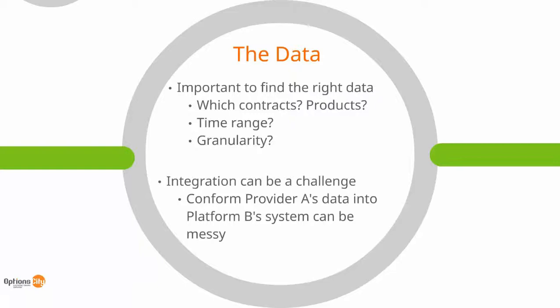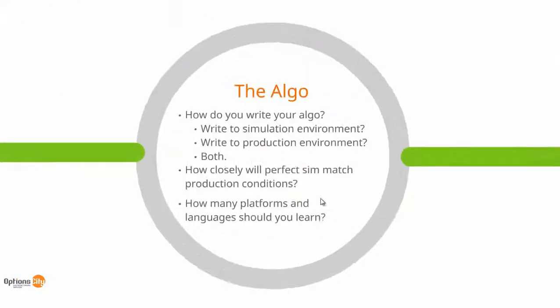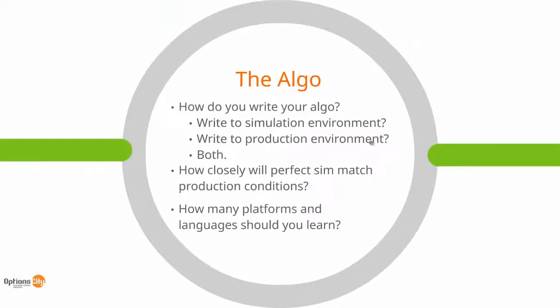Once you've done that, the next difficulty is obviously integrating that with the platform you're using. We hear from a lot of customers and hear a lot of pain points regarding getting loads and loads of data, huge files, and trying to get those into a backtesting environment. That can often be a pretty difficult task. The next thing, as you can imagine, that goes into a backtest, the input, is the algo itself.